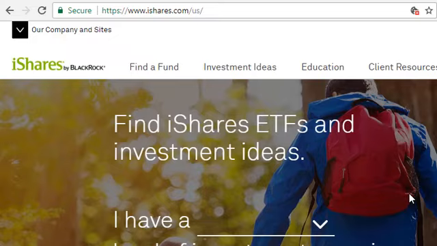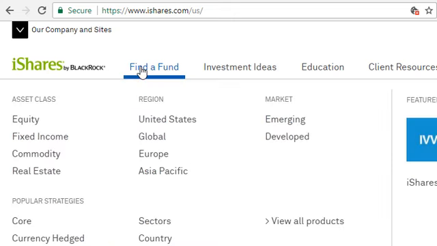Okay. I just wanted to take a second here to show you exactly where I'm getting my data. I'm using the iShares website. I'm using the US website because it's the largest market. So I'm at the home page here of iShares by BlackRock. If I wanted to find a fund, we've already looked at the MSCI All Country World Index and the MSCI Developed World Index. But as we know, the All Country World Index is made up of the developed and emerging markets.